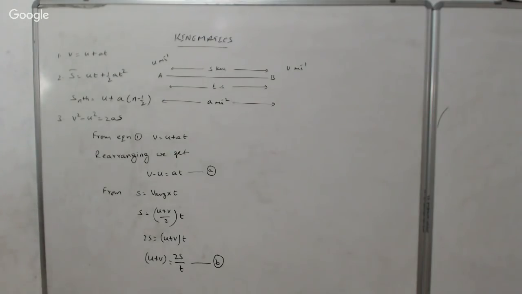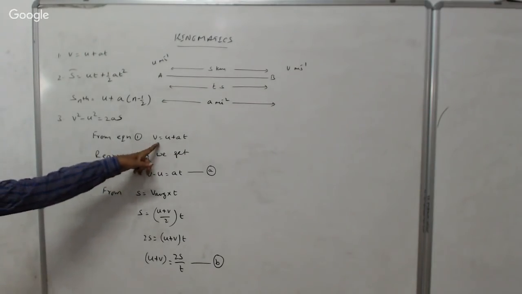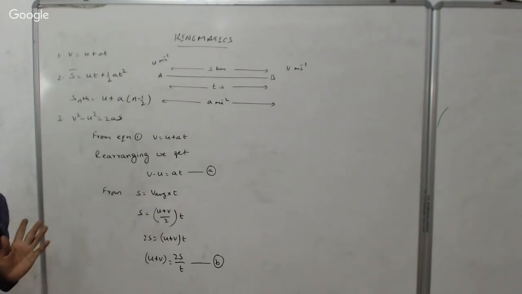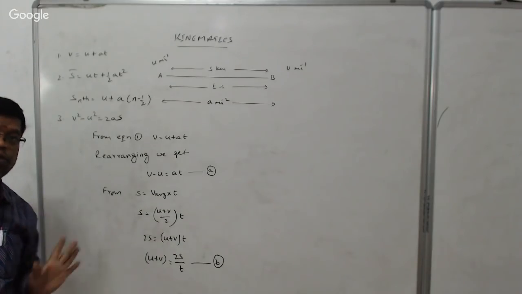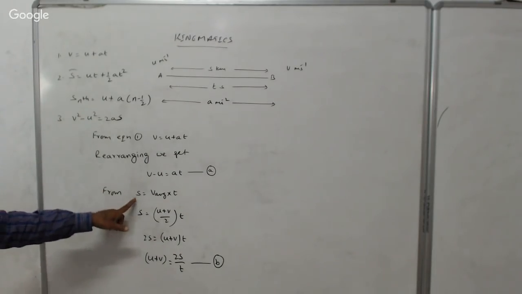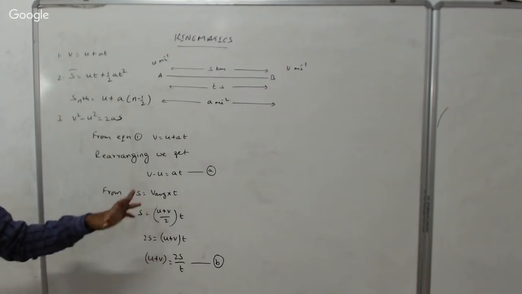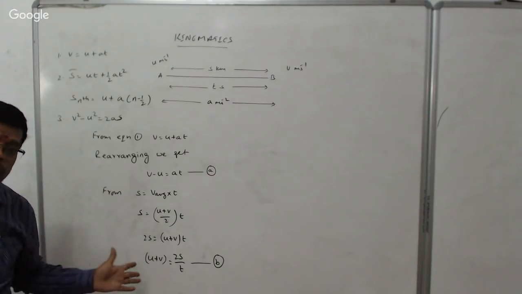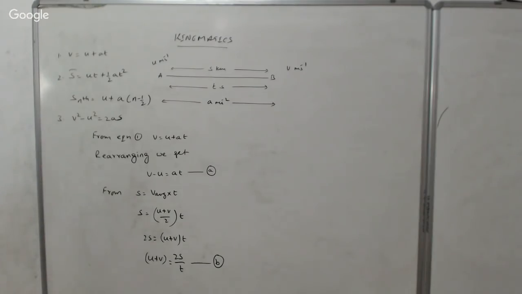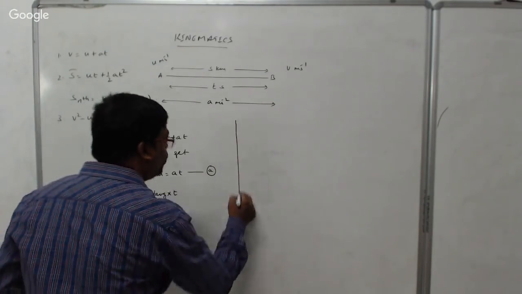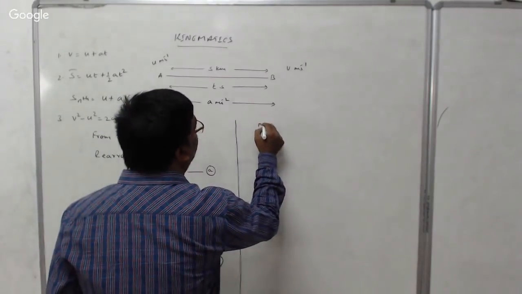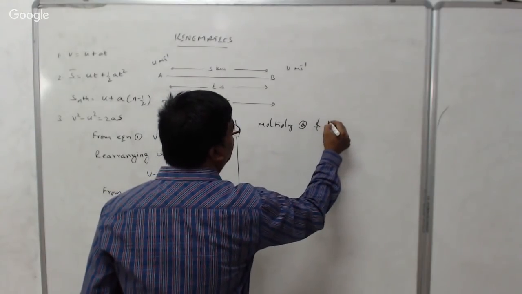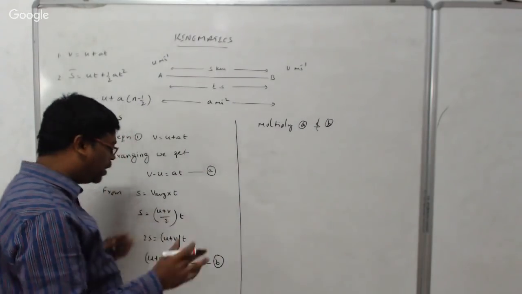Following, see from the first equation of motion, v is equal to u plus at. I rearranged this equation as v minus u is equal to at. First expression A. Now, from distance is equal to average speed into time, where average speed is u plus v by 2 into t, or 2s is equal to u plus v into t, or u plus v is equal to 2s by t. Right? Now, what should we do? Multiply A and B.